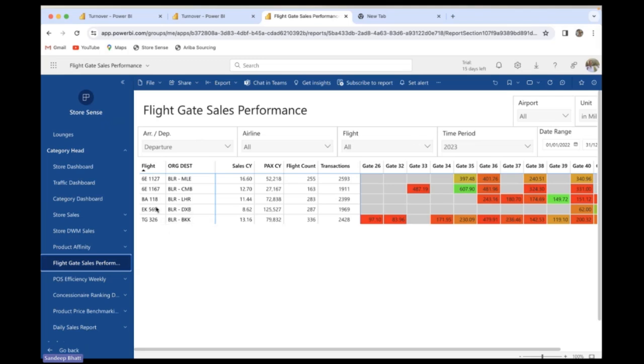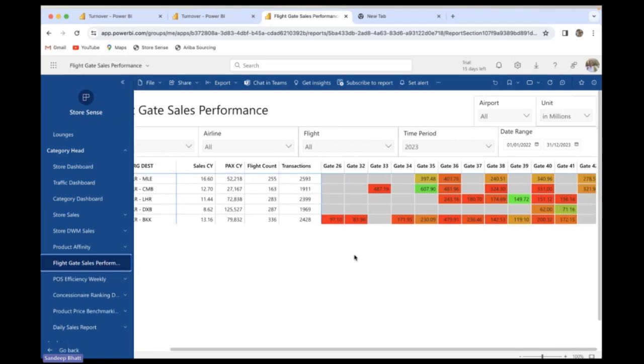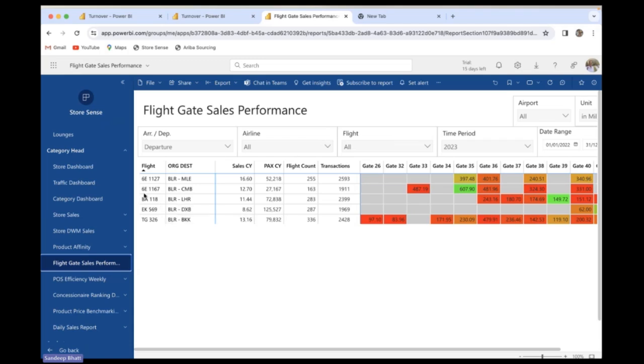It shows flights, their origins and destinations, current year sales, passengers along with flight counts, and number of transactions that happened. What it is saying is, for example, 6E 1167 bound to Colombo, I should be having at gate number 35 because sales per pax is this much. I should not be having it at these gates which are in red. In the same way, British Airways 118 bound to Heathrow, I should be having at gate number 39, and not at other gates. So that's how we can correlate sales data with operational data.